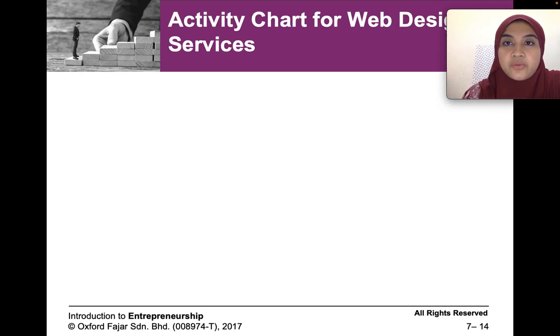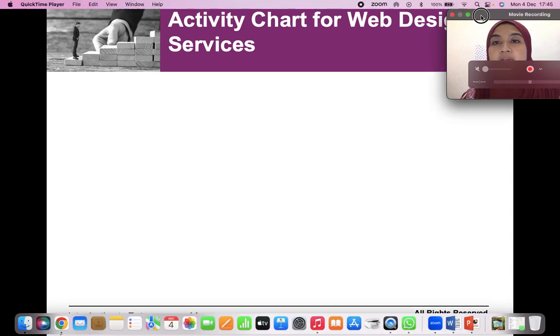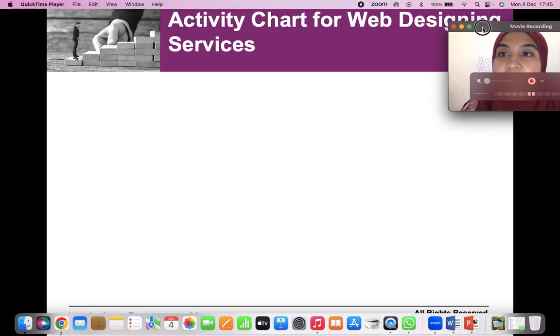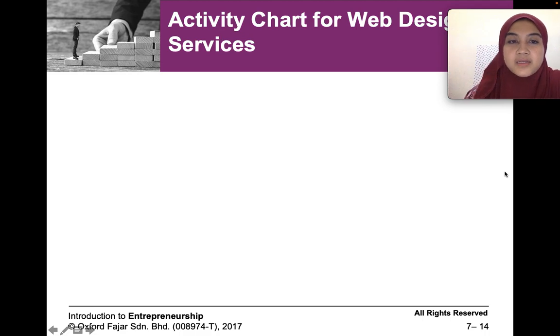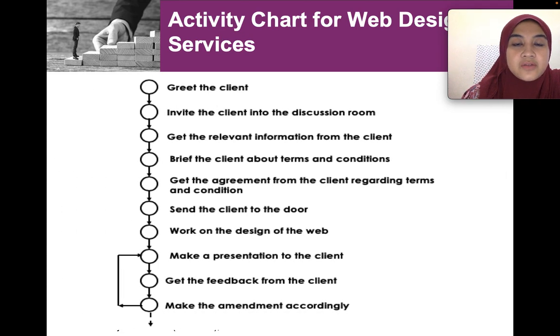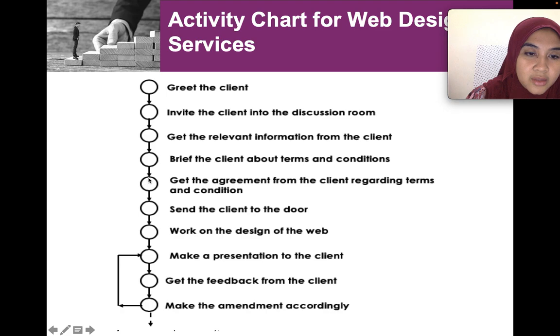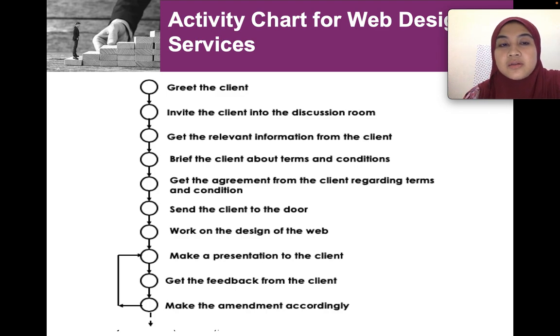So next, let's take a look at the activity chart. This one is an activity chart for website design, for web designing services. So this is services. Under services, let's say you are doing the web designing services. So these are the processes. Greet the client, invite the client into the discussion room. The symbol that they use here is the circle. Still remember the circle? It means the operation. So under the operation: greet the client, invite the client, get the relevant information.